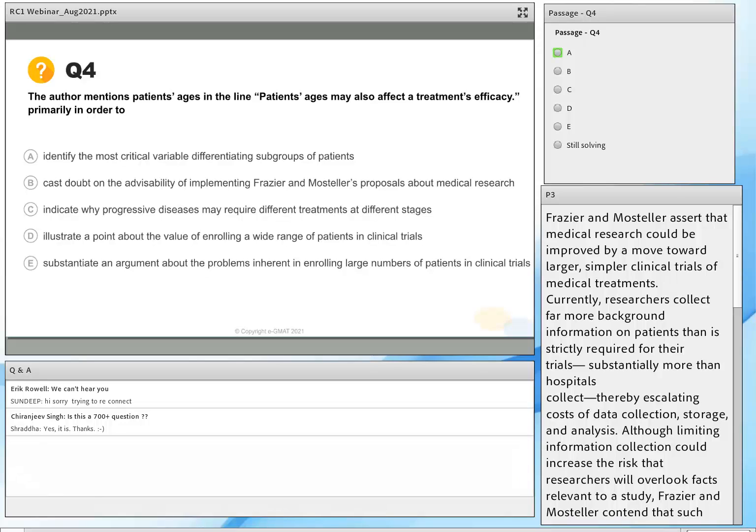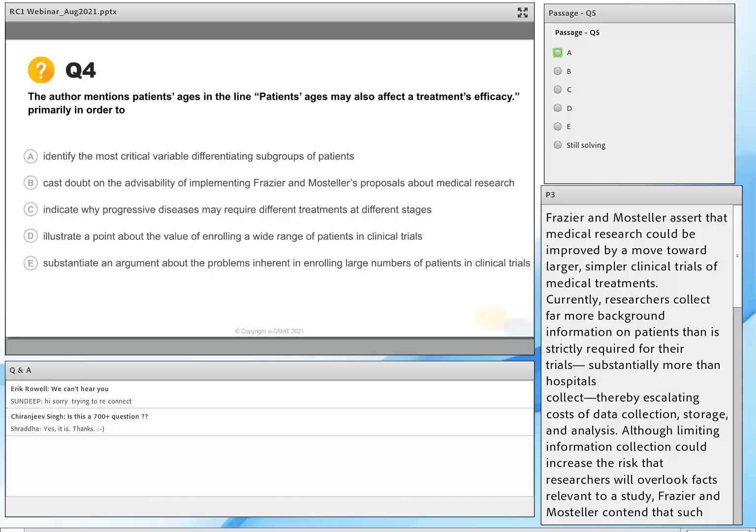All right, last 10 seconds. 10, 9, 8, 7, 6, 5, 4, 3, 2, 1, 0. All right, let's end the poll here. And now we come to the very last question of this passage. This could be a little tricky, so deal with it carefully. That's what I would say.